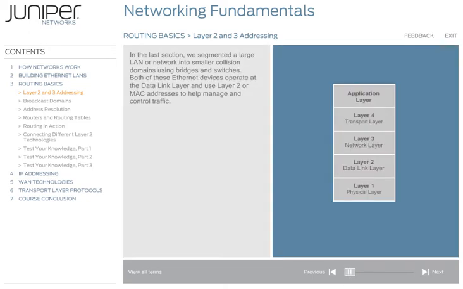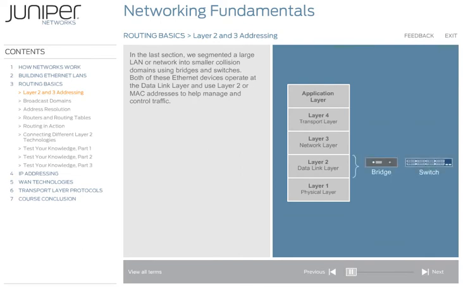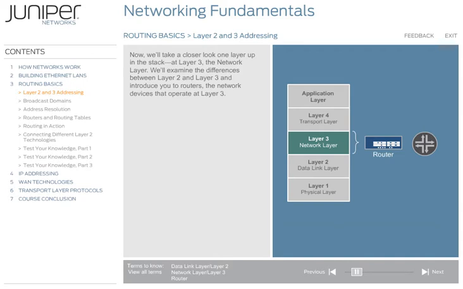In the last section, we segmented a large LAN or network into smaller collision domains using bridges and switches. Both of these Ethernet devices operate at the data link layer and use Layer 2 or MAC addresses to help manage and control traffic. Now we'll take a closer look one layer up in the stack at Layer 3, the network layer. We'll examine the differences between Layer 2 and Layer 3 and introduce you to routers, the network devices that operate at Layer 3.